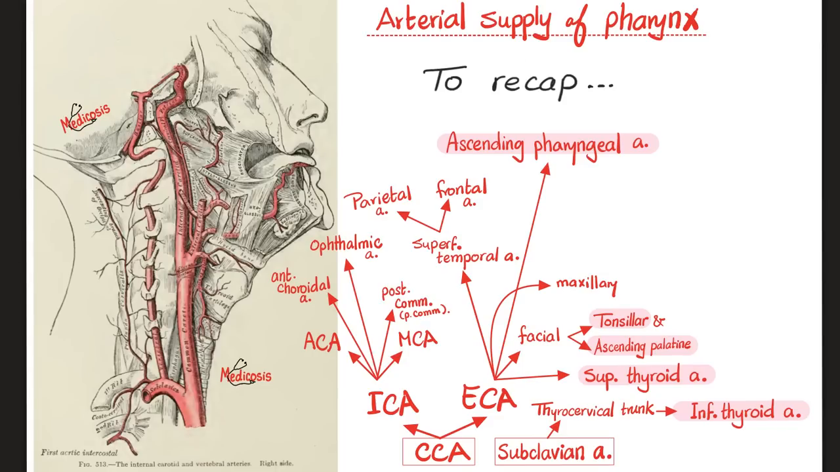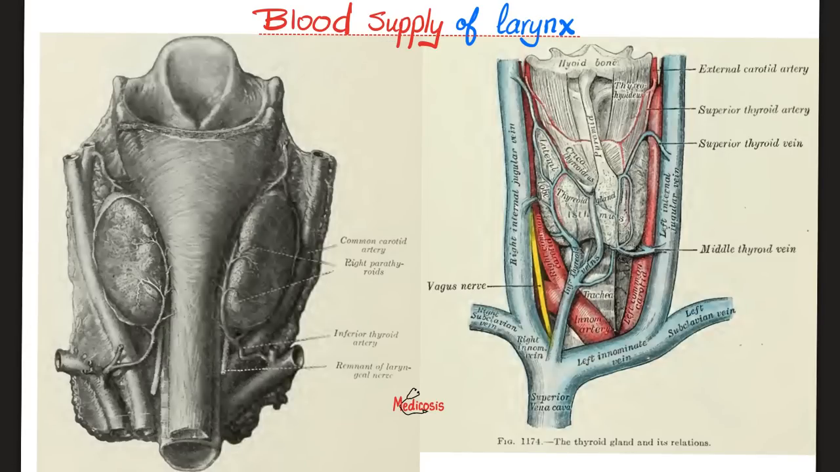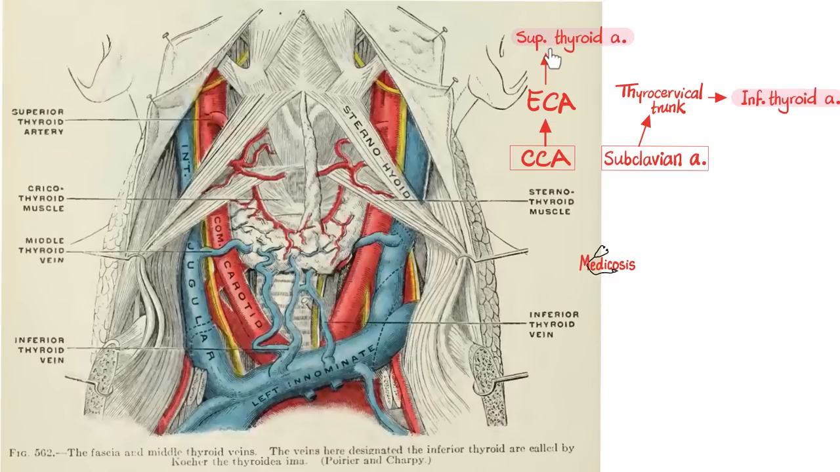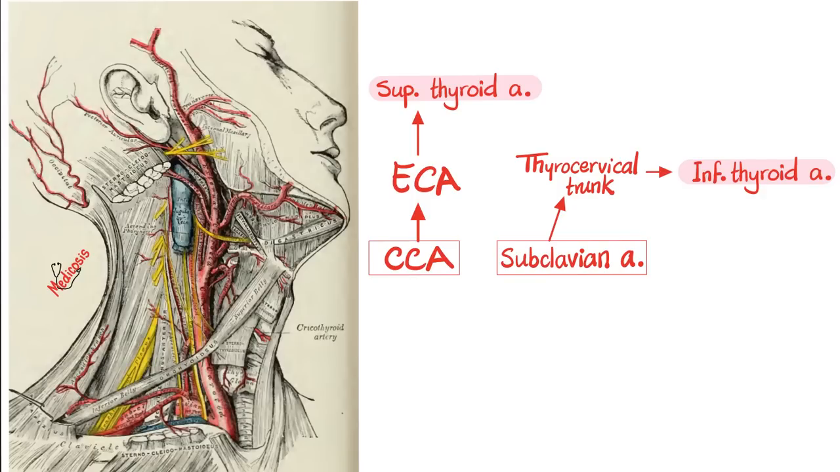The pharynx is supplied by ascending pharyngeal artery of the external carotid, tonsillar and ascending palatine of the facial of the external carotid, superior thyroid from the external carotid, and inferior thyroid from thyrocervical trunk of subclavian. The larynx was supplied by superior laryngeal artery, which is a branch of superior thyroid, and inferior laryngeal, which is a branch of inferior thyroid artery. Don't forget that superior thyroid artery is a branch of external carotid, whereas inferior thyroid artery is a branch of thyrocervical of subclavian. Pause and review.